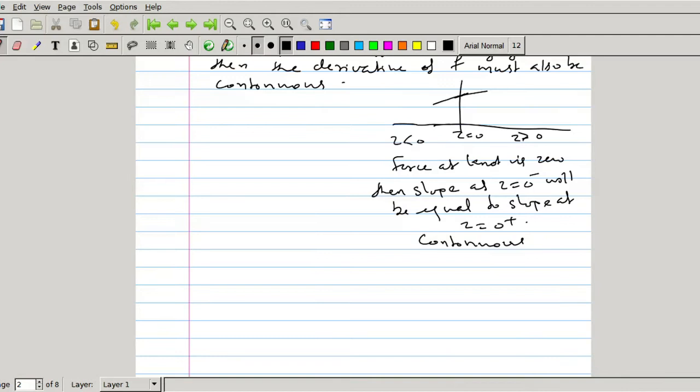So for a continuous slope, the slope at z equal to 0 minus should be the same as the slope at z equal to 0 plus. Otherwise, there will be a force at the knot. We are assuming that the mass of the knot is negligible. So if mass is 0, then the force should be 0. Force is 0 means the slope should be continuous. For continuous slope, it should be like that. If it is discontinuous, then we can draw it as for a discontinuous slope.